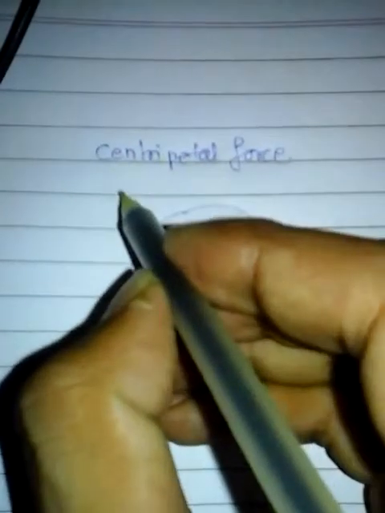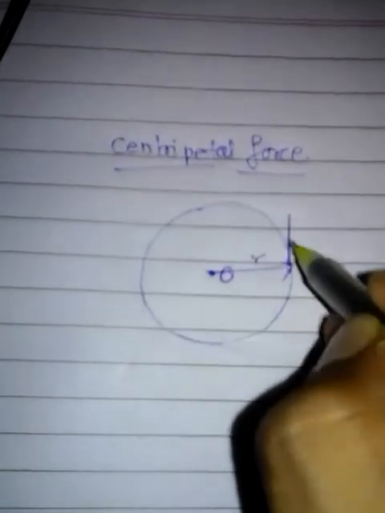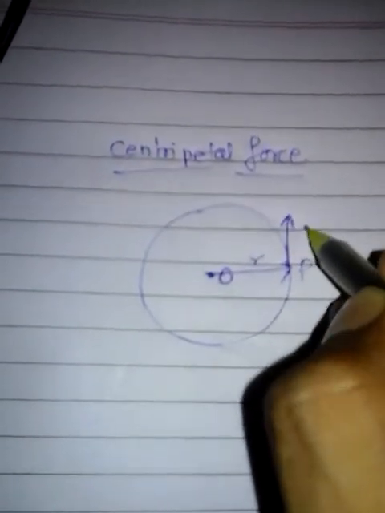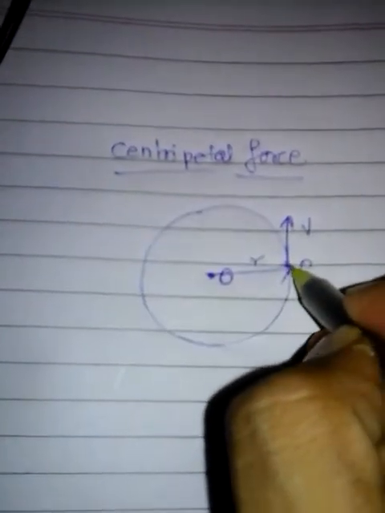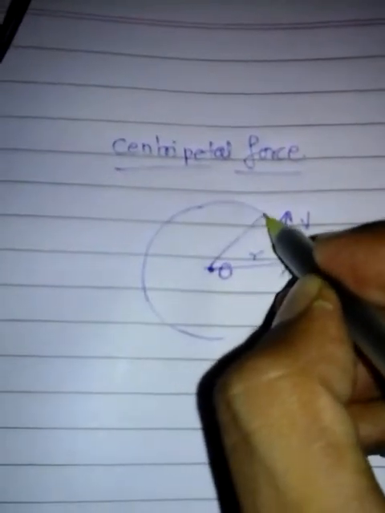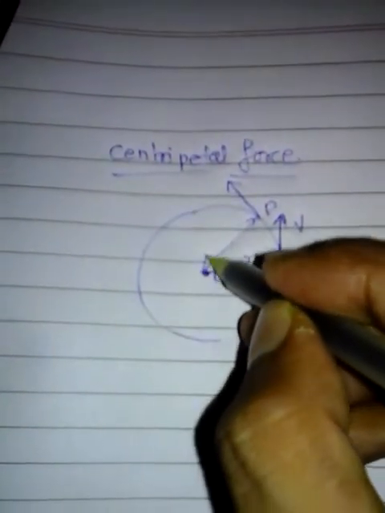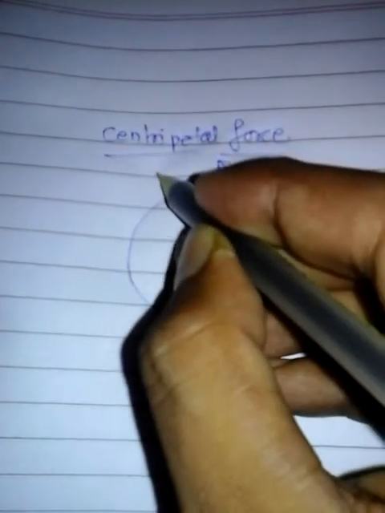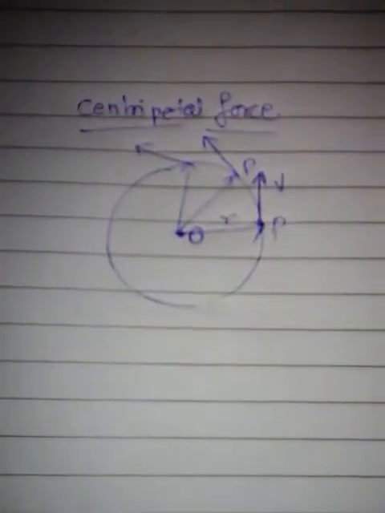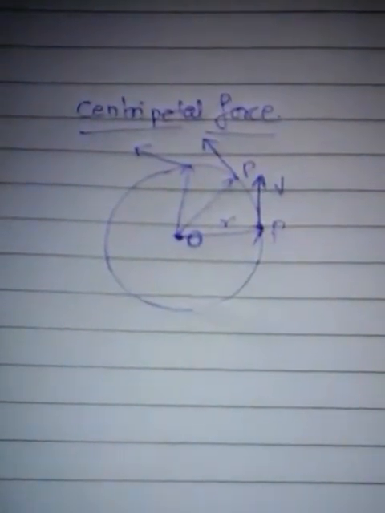What is necessary is that we know in a circular motion, the linear velocity of the particle always changes its direction. As you can see, suppose the particle is here, the linear velocity is directed along this tangent. Suppose the particle comes here, the linear velocity is directed here. If the particle comes here, the linear velocity goes here. So as the particle changes its position, the direction of linear velocity also changes.